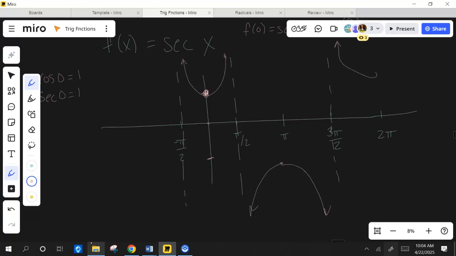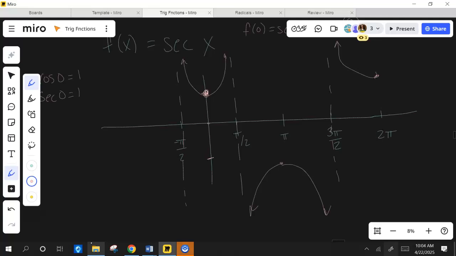And so everything else is the same from the cosecant. It's just literally been shifted over. And that's it. It looks the same. Period is still 2 pi. It still doesn't have an amplitude. All that is exactly the same.